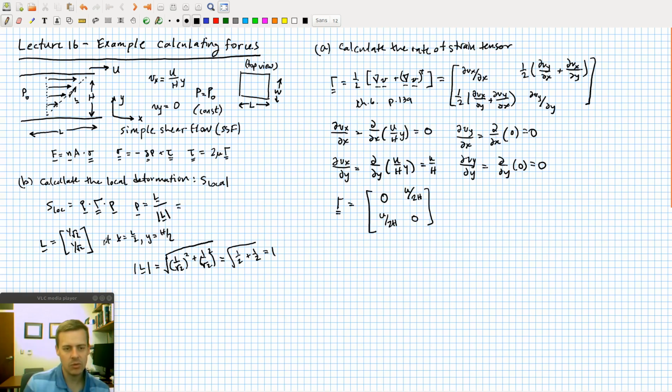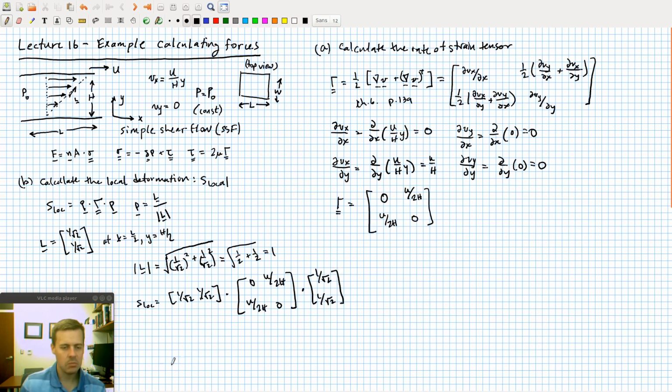P now is going to equal 1 over the same thing here. It's going to equal 1 over root 2, 1 over root 2. I won't bother and rewrite it. And to find S local, I just do 1 over root 2, 1 over root 2, dotted with gamma, which is 0, u over 2h, u over 2h, 0, and again dotted with P, which is 1 over root 2, 1 over root 2. So I can now evaluate this however I want, but I'm going to pick to do the left dot product first.